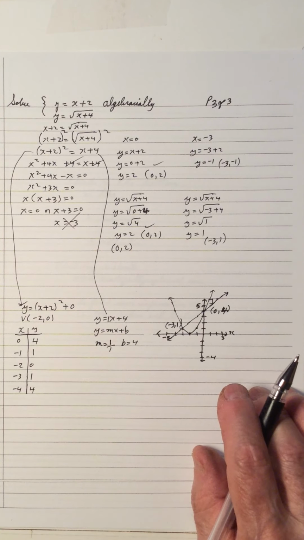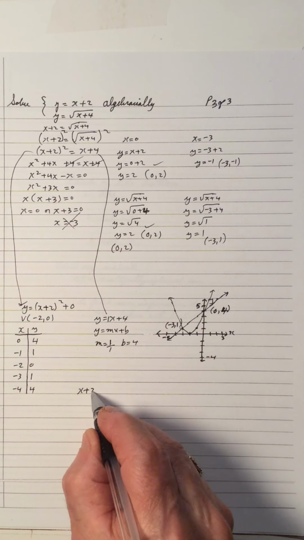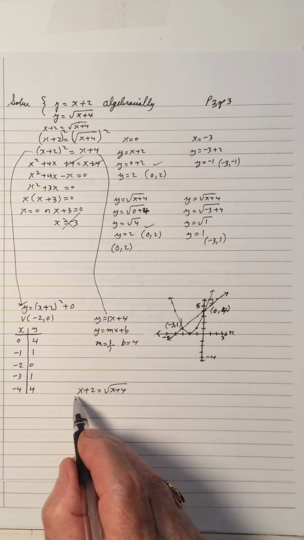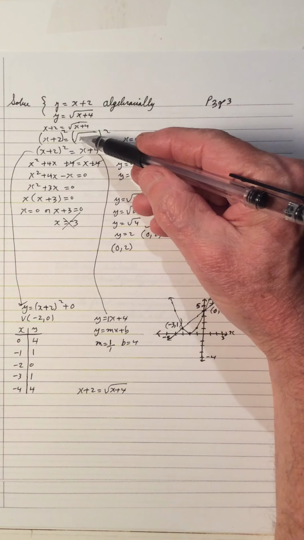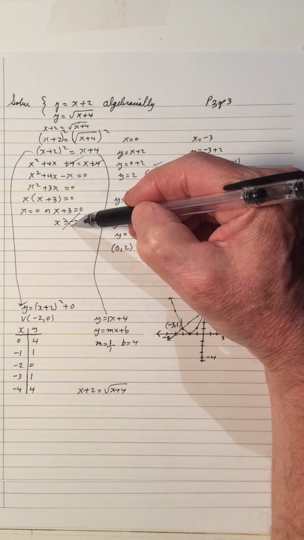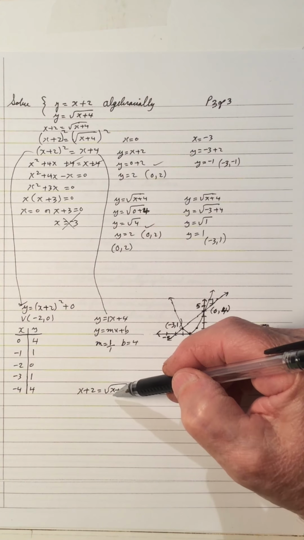But when we do the algebra, and we come up with x plus 2 equals the square root of x plus 4, if you were asked to solve this equation, you would do all the work that you're doing here, and you would eliminate the -3 because the -3 doesn't work. So the only value of x for this equation would be the 0.